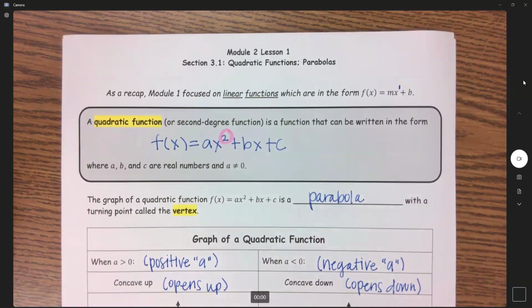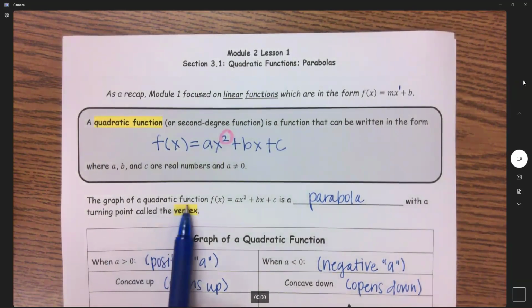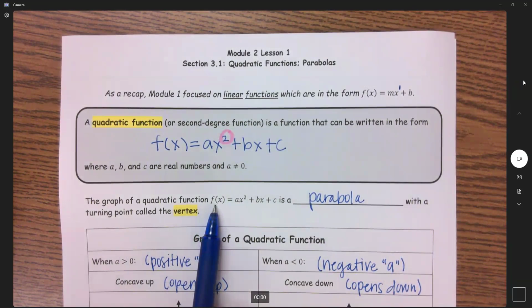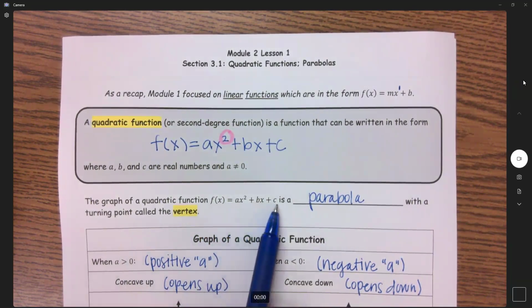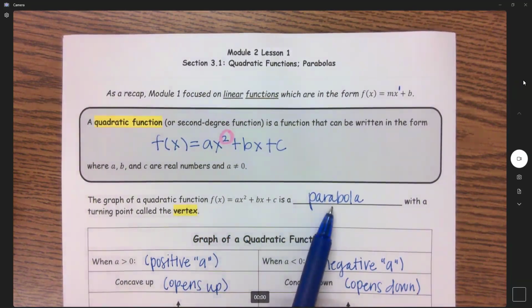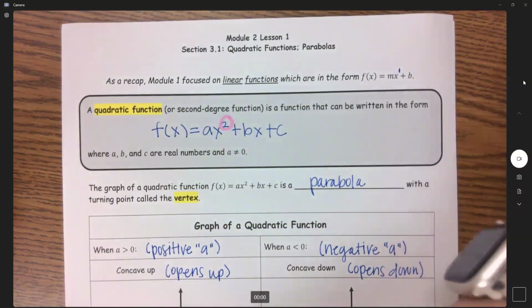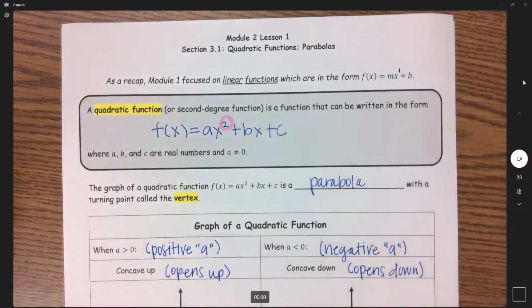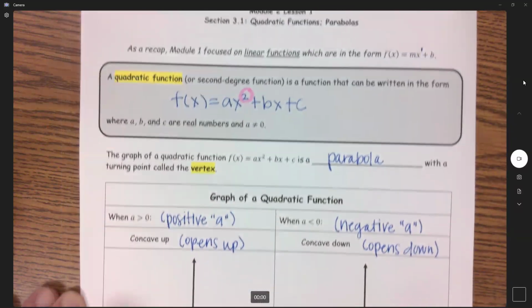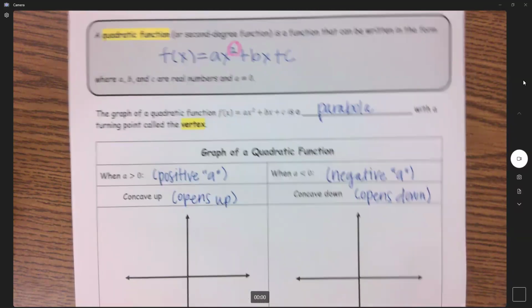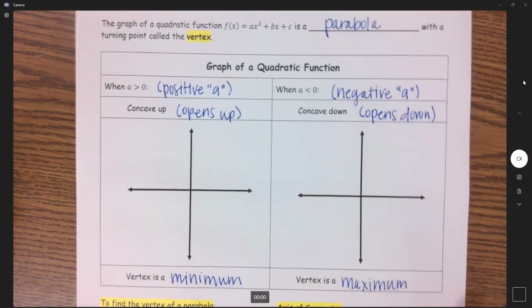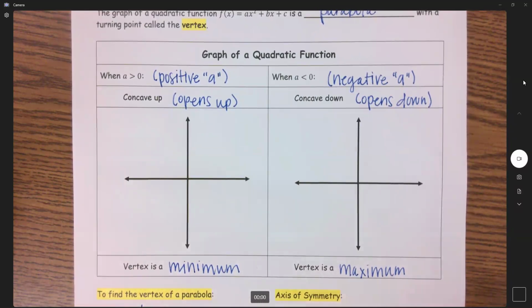Now in today's lesson, we're focusing on graphing quadratic functions. And the graph of a quadratic function, f of x equals ax squared plus bx plus c, is called a parabola, with a turning point that's called a vertex. And that vertex is something we're going to have to be able to find. That's a big part of these quadratics. So I have a lot of this already written down. You can pause if you need to.